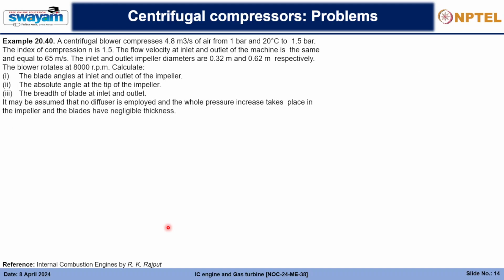So now we'll move on to the next problem. A centrifugal blower compresses, so blower and the compressor is almost the same thing. The centrifugal blower compresses 4.8 meter cube per second of air from 1 bar and 20 degrees Celsius to 1.5 bar, and the index of compression n is 1.5. The flow velocity at inlet and the outlet of the machine is the same and equal to 65 meter per second. The inlet and outlet impeller diameters are 0.32 meter and 0.62 meter respectively.